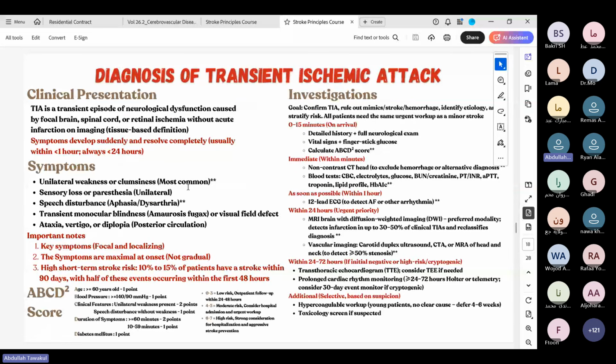Let's shift gears towards acute ischemic stroke treatment. Okay. As I said, TIA and stroke treatment are the same in terms of the goal of secondary prevention. However, if you have a patient who presented to you in the ER with acute deficit, your immediate goal is not secondary prevention.